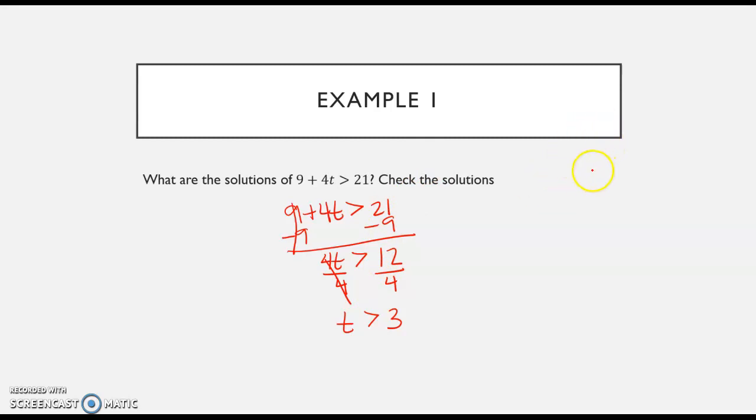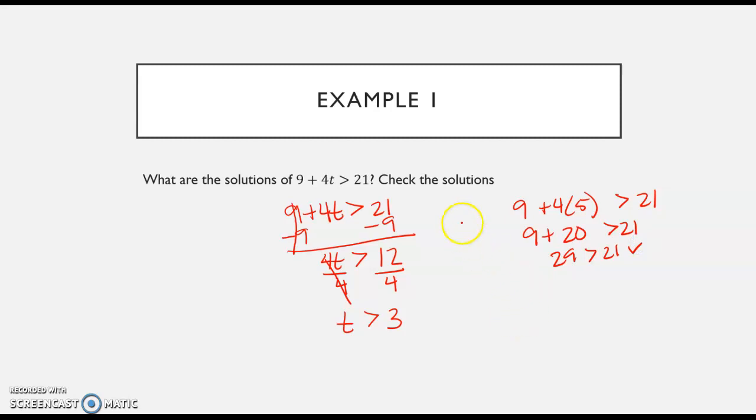So if I were to plug in, say, 5, so we have 9 plus 4 times 5 greater than 21. That is the question. So is 9 plus 4 times 5 is 20 because we multiply before we add. Greater than 21. Well, it's 29, which is indeed greater than 21.